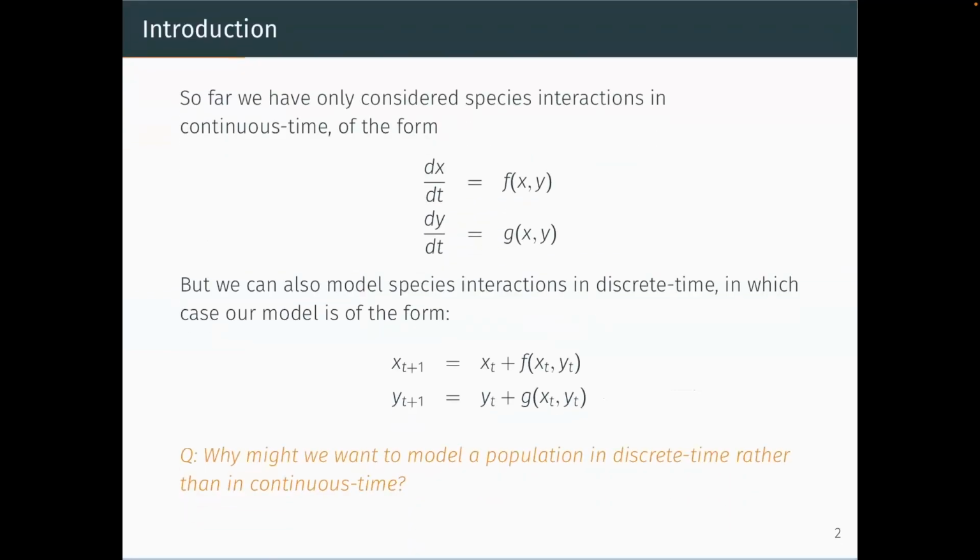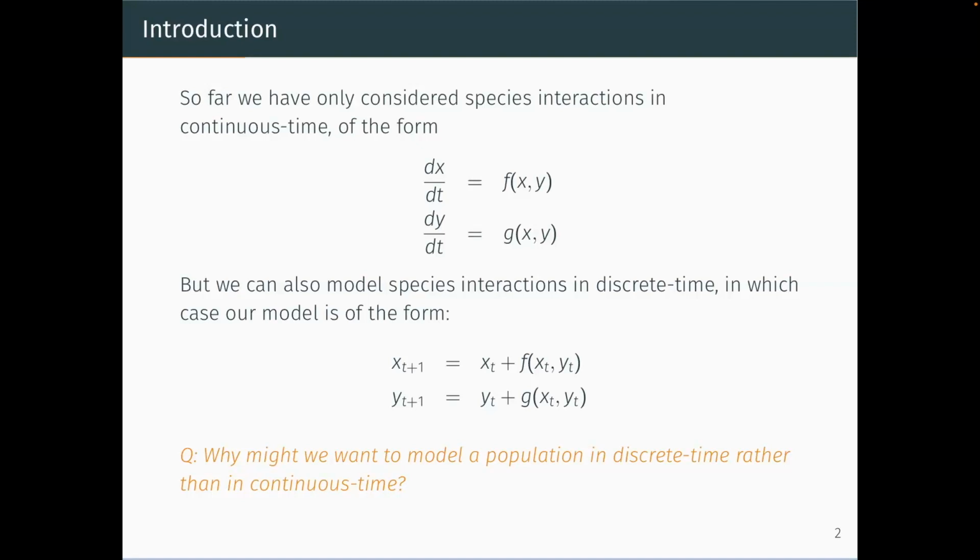Okay, so like I said, so far we've looked at functions of this form here. So we've got a system of two ODEs that are coupled, dx/dt, dy/dt, some functions f of x, y, and g of x, y. We can write something analogous in discrete time, where now we have x_{t+1} is equal to, here I've written it as x_t plus f of x_t, y_t, and likewise y_{t+1} is equal to y_t plus g of x_t, y_t.